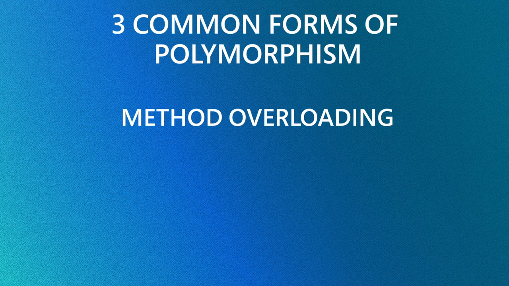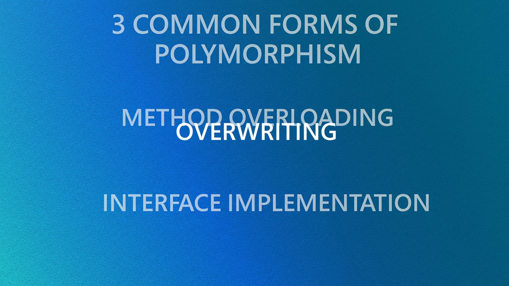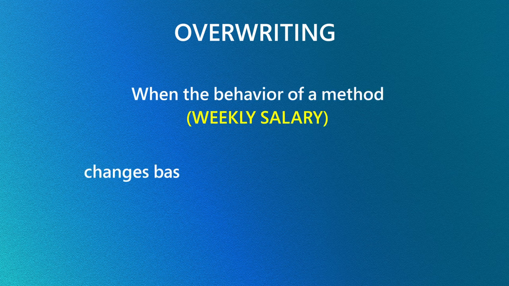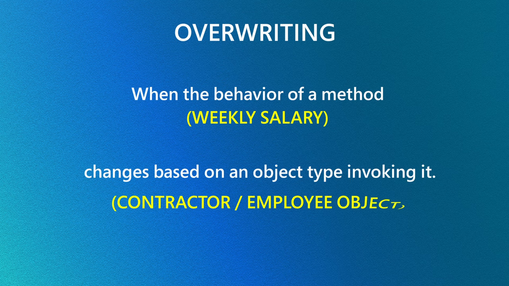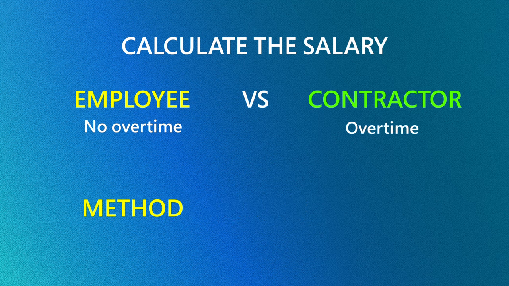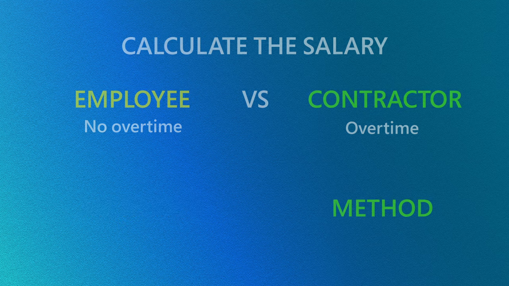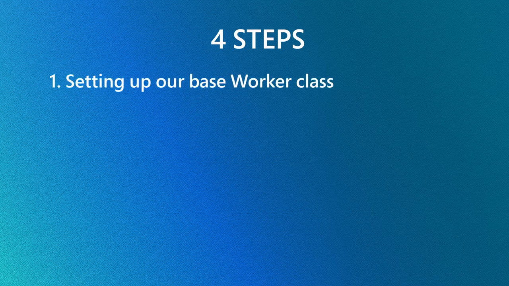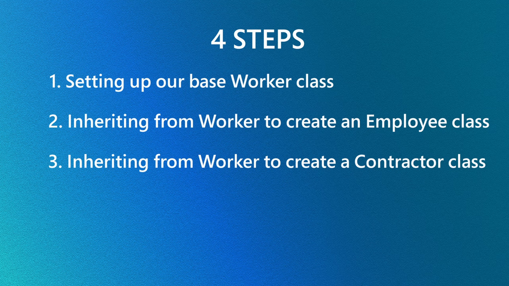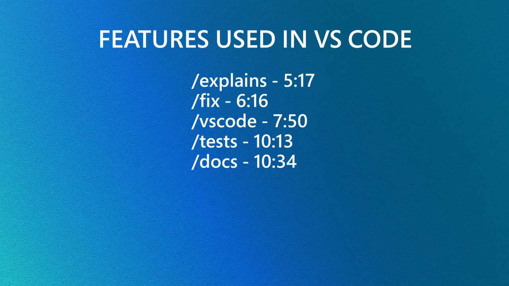To recap, we learned there were three common forms of polymorphism: method overloading, overriding, and interface implementation. But we demonstrated overriding, which is essentially when the behavior of a method, like our determine weekly salary, changes based on the object type invoking it, like our contractor or employee object. When the object was an employee, calculations excluded overtime, but when it was a contractor, it polymorphically changed to include overtime. All this was done in four steps: by setting up our base worker class, inheriting from worker to create an employee class and its calculation, inheriting from worker to create a contractor class and its calculation, and executing some examples to the console. And to help us with all this, we used some of these features within VS Code.